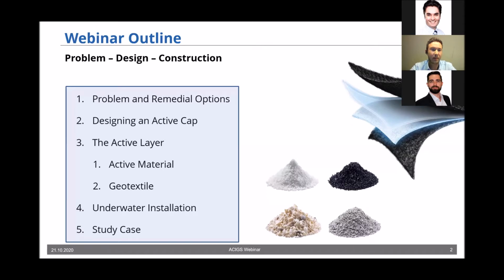Yeah, let me start. I would like to start with the problem and different remedial options, and then I will go on and show you something about the designing of an active cap, and of course the hero of our active cap, which is the active layer. And then I will show some pictures about underwater installation before I will hand over to Gus, who will then show you a case study which we've done, I think, almost some weeks ago in Sydney.